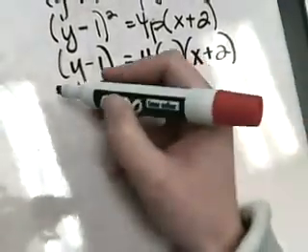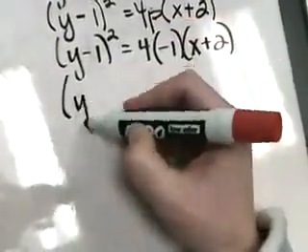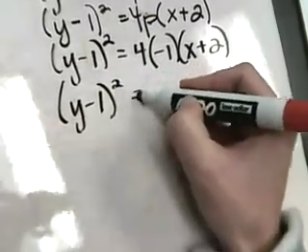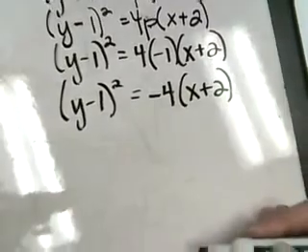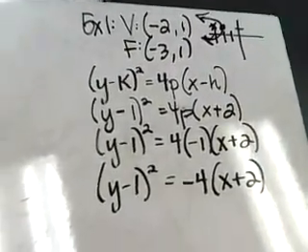So now I can clean that up. Y minus 1 quantity squared equals -4 x plus 2. And there's my final answer.